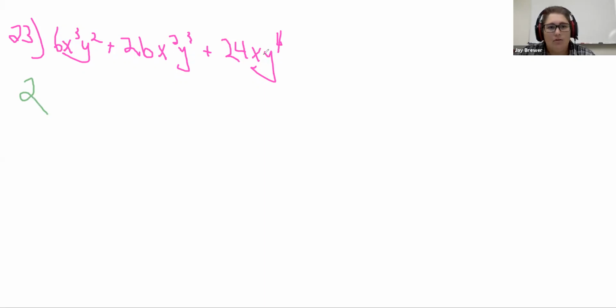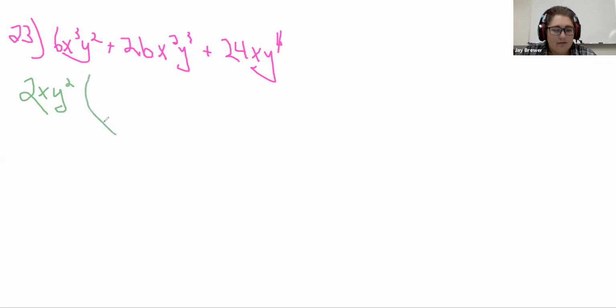The next thing you want to look at is the x's. So we have x cubed, x squared, and x. What is the lowest of that? Just be x. And do the same thing for the y. What are we pulling out when it comes to the y? Y squared.